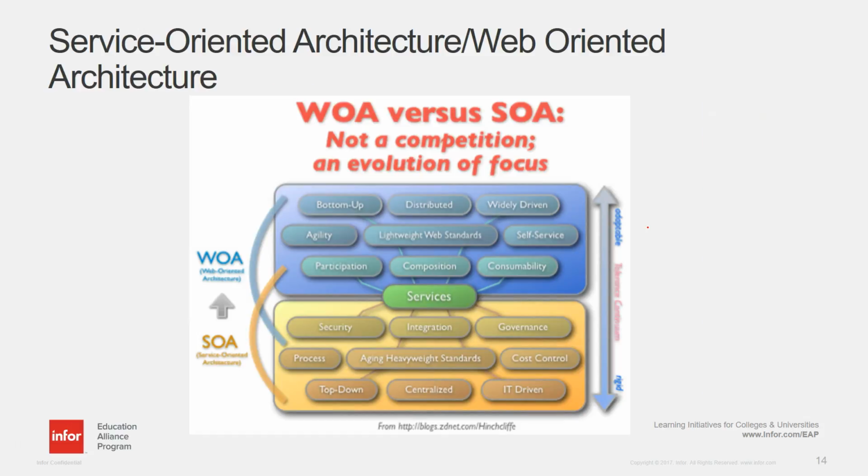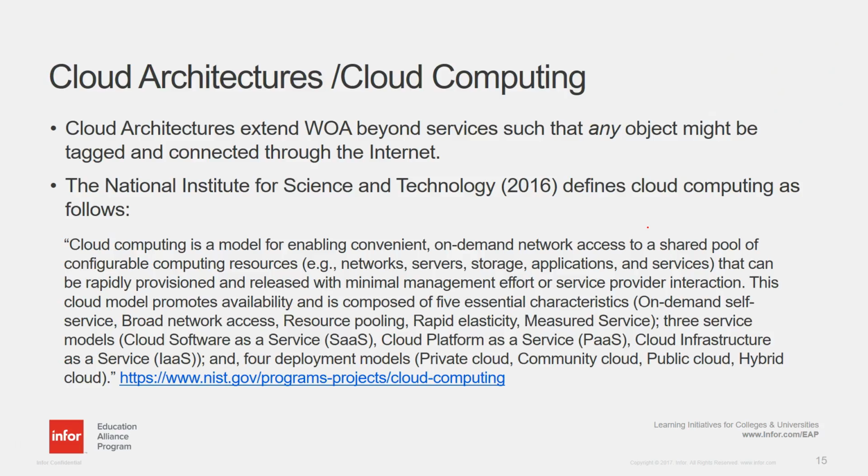Web-oriented versus service-oriented. That's not an either/or. Simply, service-oriented architectures have evolved into web-oriented architectures. So they are self-service, they are easily consumable, they are integrated. In the case of service-oriented, they were aging heavyweight standards. Now they are lightweight web standards. They are distributed, and so on. You can see the evolution, I guess, is a good way to put it.